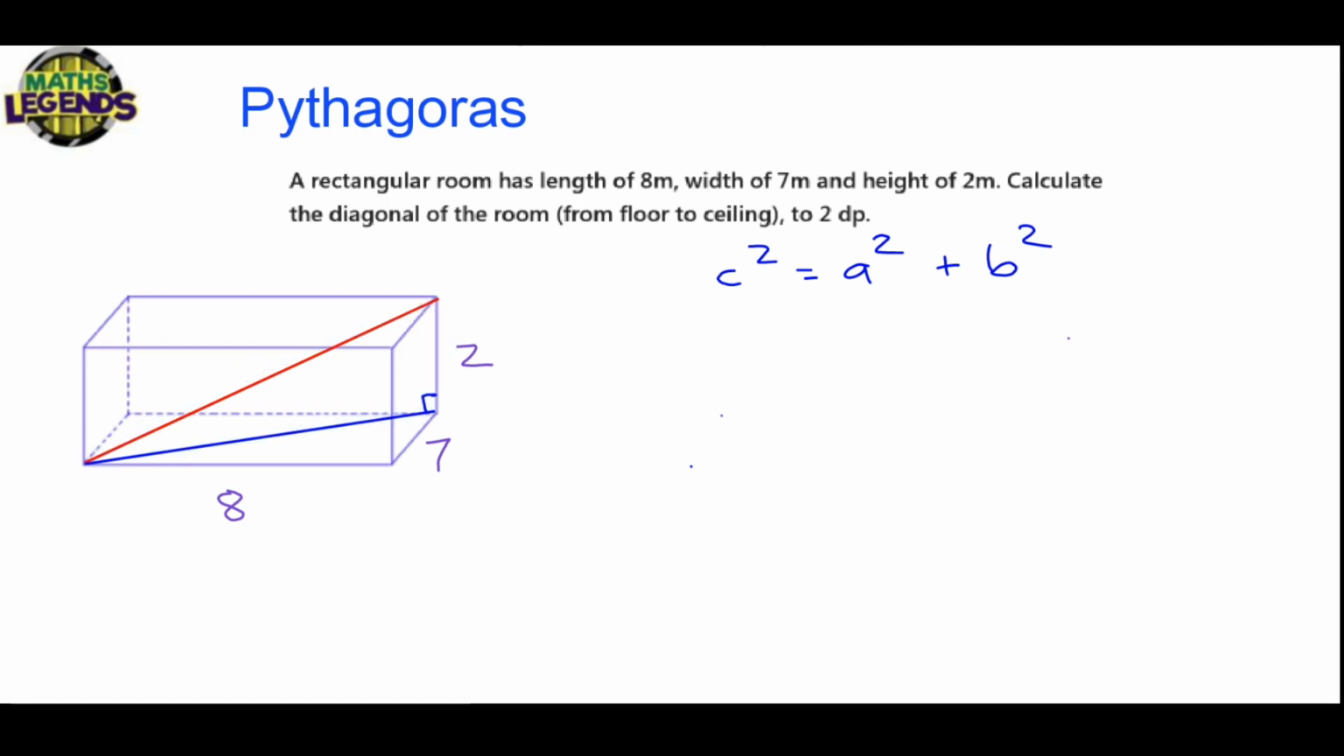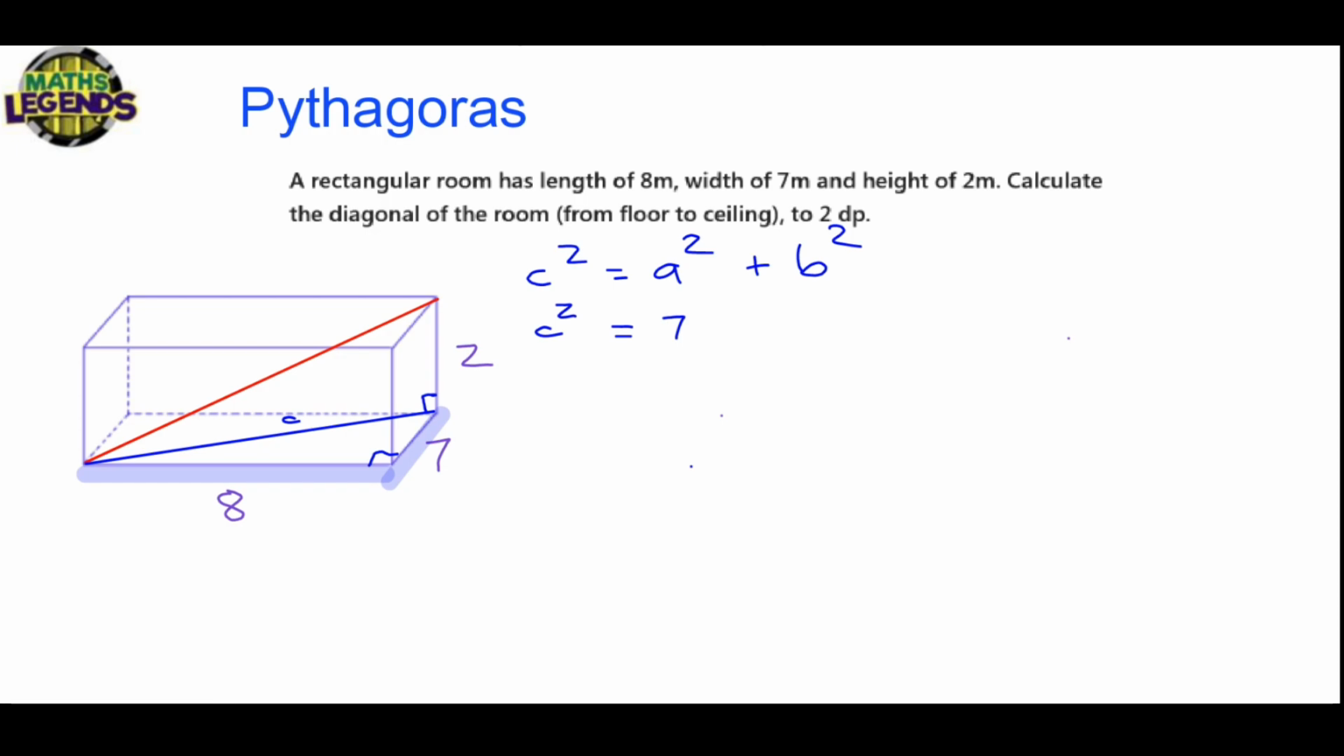line first. Now to work out the length of the blue line, because we know the length of 8 and the 7, as this on the ground is also a right-angled triangle. So here we have c as our hypotenuse, so we leave that as it is, c squared equals 7 squared, one of the sides, doesn't matter which one, plus 8 squared. So here we have 49 plus 64 equal to c squared.